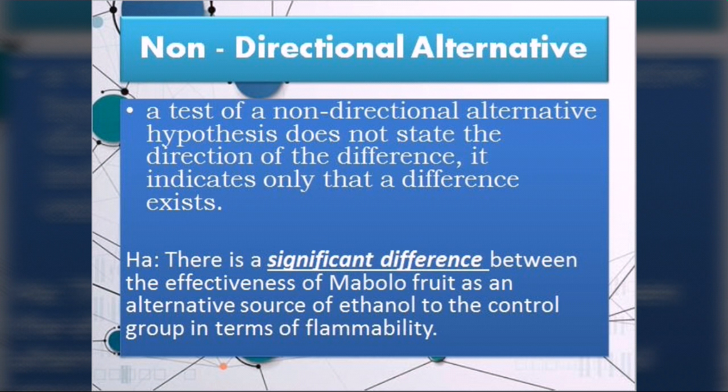A test of a non-directional alternative hypothesis does not state the direction of the difference. Again, it only indicates the difference between the two variables. It indicates only that the difference exists. A non-directional alternative hypothesis is a type of alternative hypothesis used in statistical significance testing. For a research question, two rival hypotheses are formed.